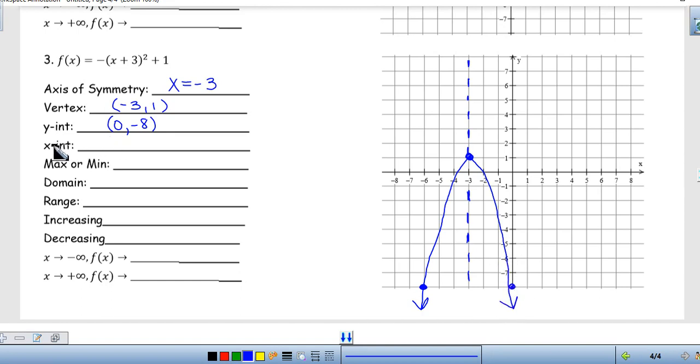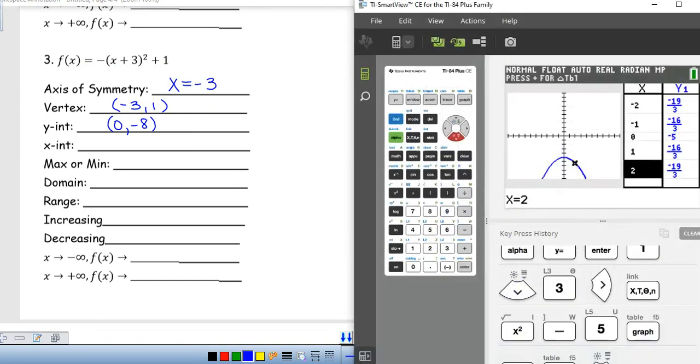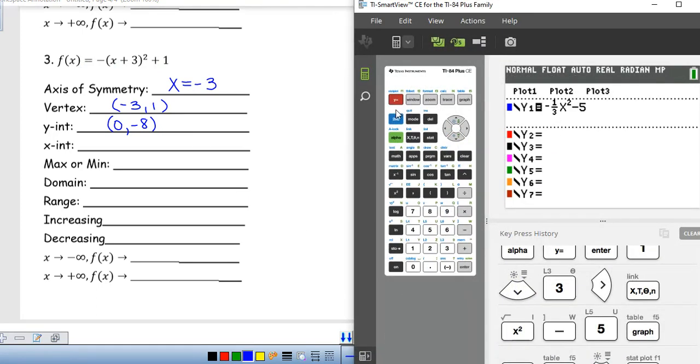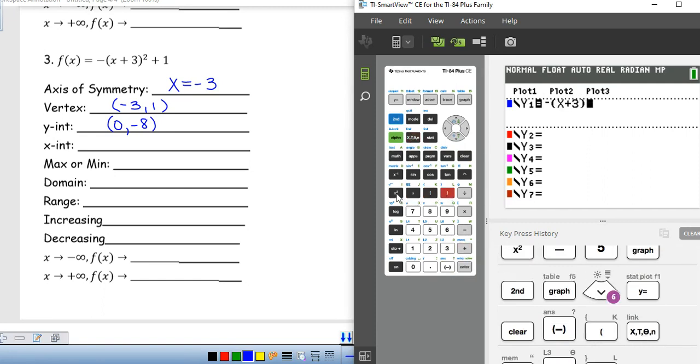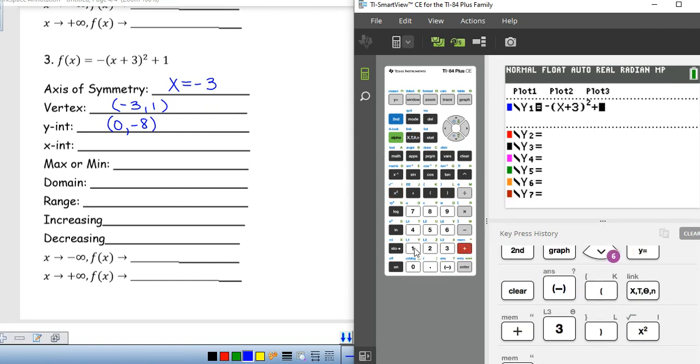Now it's time to find my x-intercept. I know I have an x-intercept. I have 2 of them. So I have an option. I can solve this equation or I can look at the graph. And I'm going to pull out my graphing calculator and do this now. Let's clear out the previous equation and enter negative parentheses x plus 3, close the parentheses and square it, plus 1.